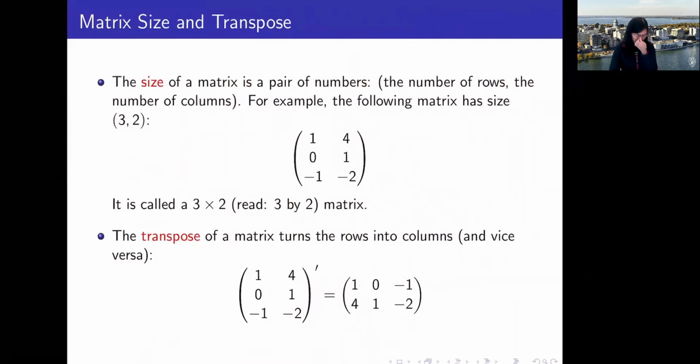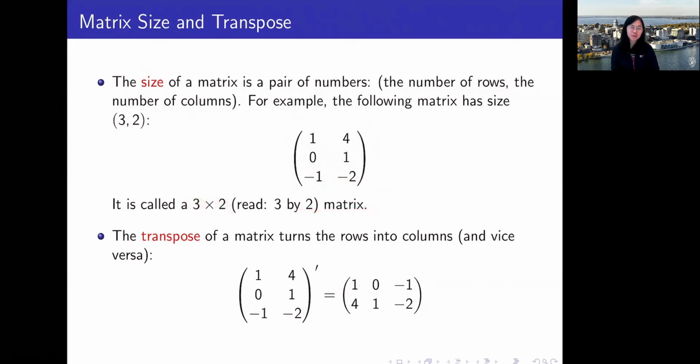Now let's talk about some basic concepts about the matrix. First is matrix size. The size of a matrix is a pair of numbers. The first number in the pair is the number of rows, and the second number is the number of columns. For example, this matrix has 3 rows and 2 columns, so therefore the size is 3, 2. And this matrix is called a 3 by 2 matrix.